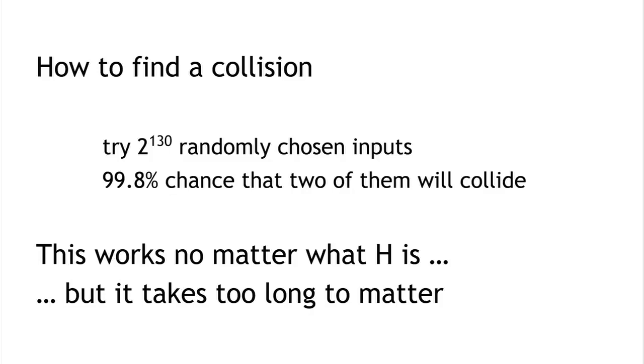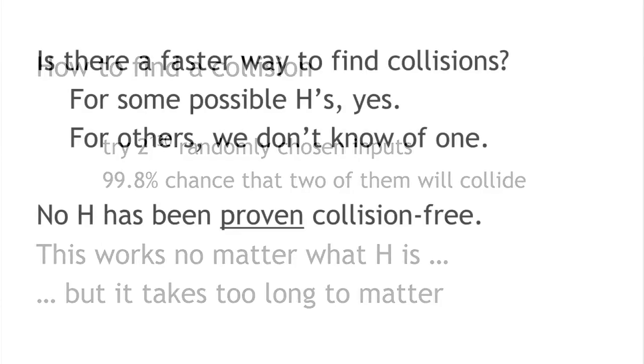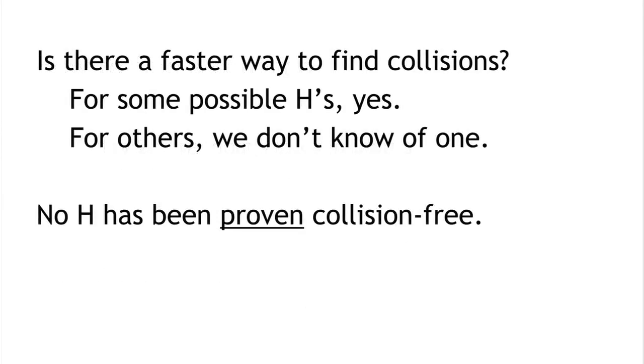The question is, is there some other method that could be used on a particular hash function in order to find a collision? That's the question that is harder to answer. Is there a faster way to find collisions? Well, for some possible hash functions, of course there are. For example, if our hash function were to simply take the input modulo 2 to the 256, that is, it just selected the last 256 bits of the input, then we would know an easy way to find a collision. One collision would be the values 3 and 3 plus 2 to the 256. So for some possible hash functions, it's very easy to find a collision. For others, we don't know.